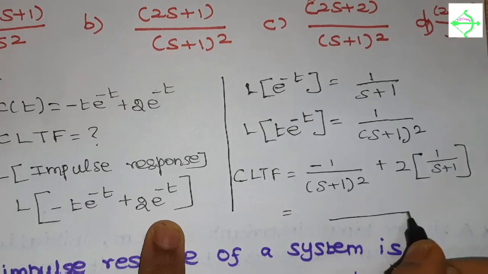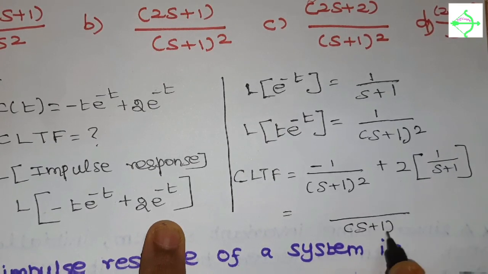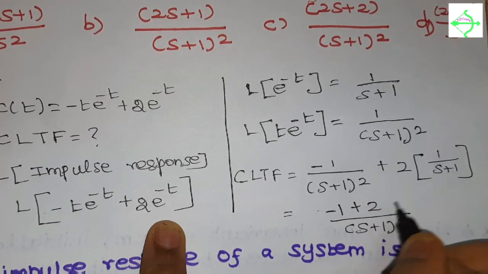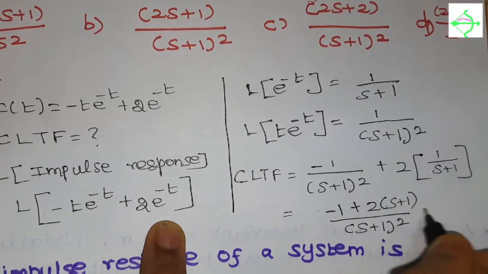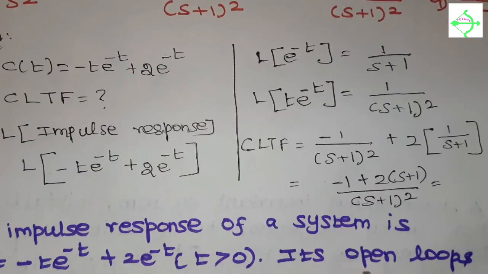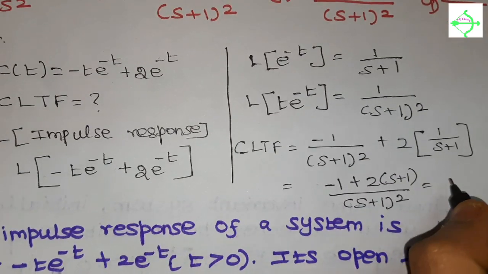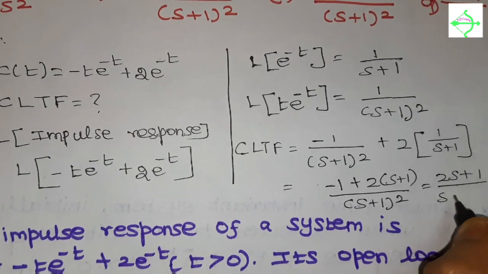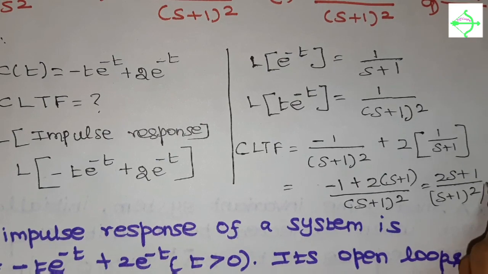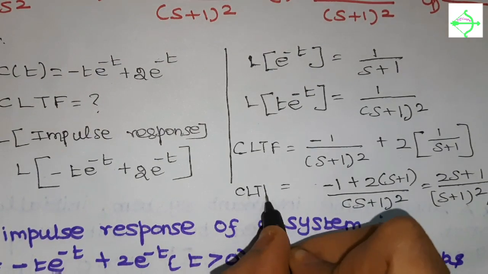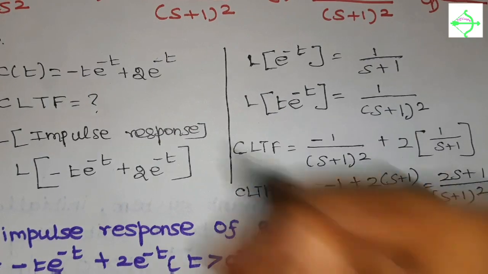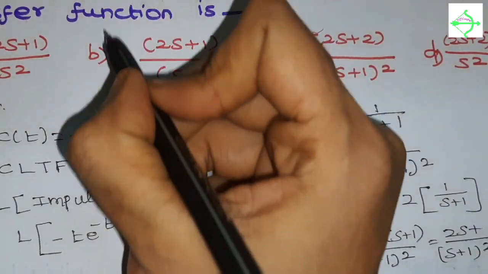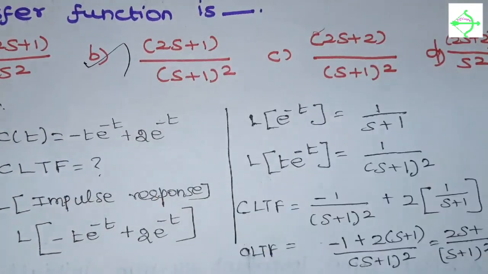By solving this, what we get? (s+1) the whole square... minus 1, plus 2 into (s+1). Then (2s+1) divided by (s+1) the whole square. We get the closed loop transfer function. Option B is the correct answer.